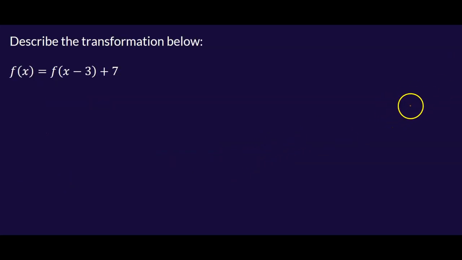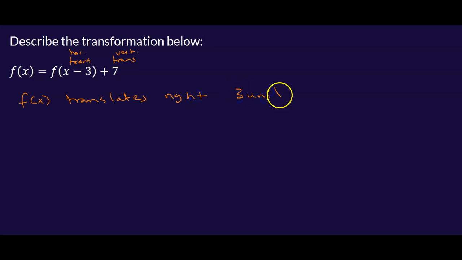So let's go ahead and describe these transformations. Let's look at a few things that are happening. Here we have a horizontal translation and a vertical translation. So what is happening here is we have f of x, and the function translates, and here we have minus 3, so that means it's going to go right 3 units. And this is vertical, up 7 units.